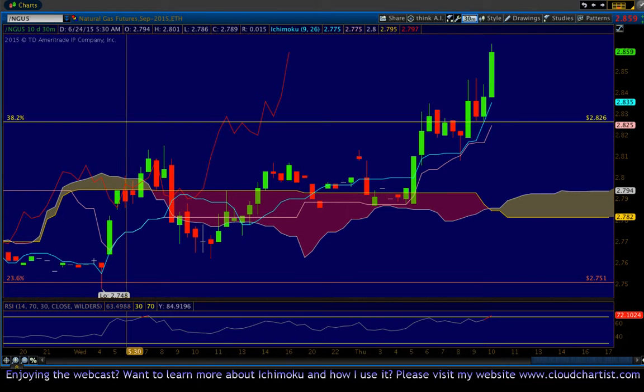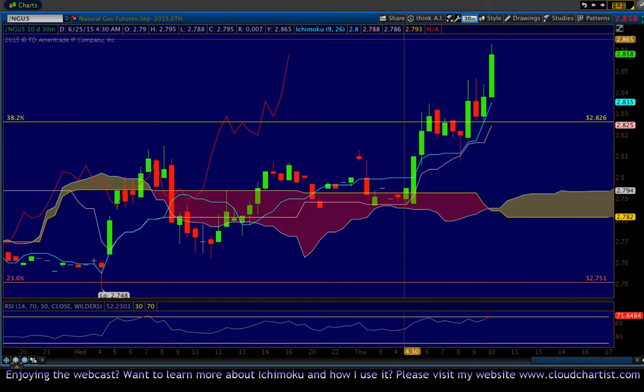Since I don't trade Natty, I'm not super familiar with how RSI acts with it, but it's the one other indicator that I do occasionally like to use with Ichimoku charts, and I am more intimate with the ways that RSI can react with other charts, more so than Natty.